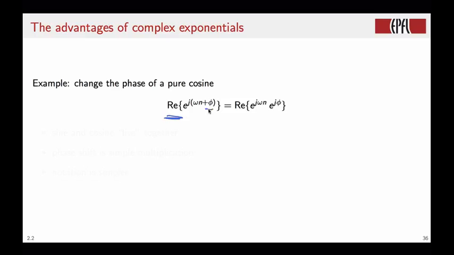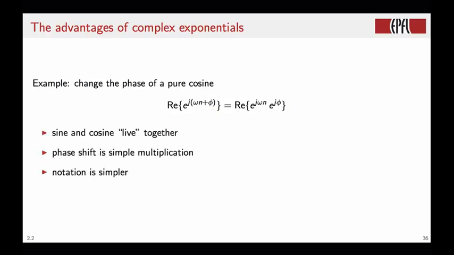The change of phase up here is an addition in the exponent, and the result is that we simply have a multiplication here in the complex exponential. So the phase that was up there, by the fact that it's in the exponent, will end up just being a multiplication here by the phase. So the phase change is extremely simple in the complex exponential domain. At the end, we simply take the real part, we get the cosine, and we're all done. Okay? Notation is simpler. Phase shift is a simple multiplication. So these two effects are why we prefer complex exponentials.